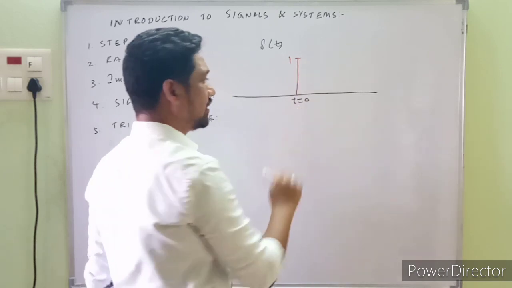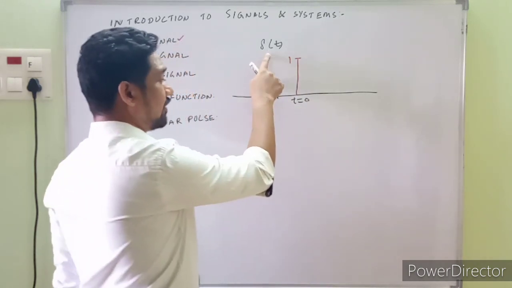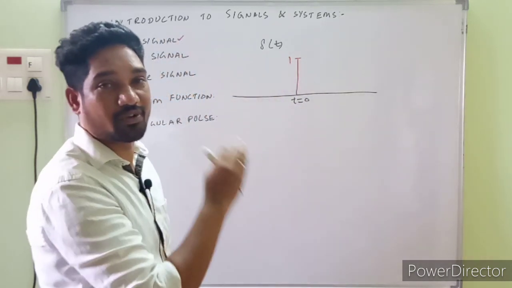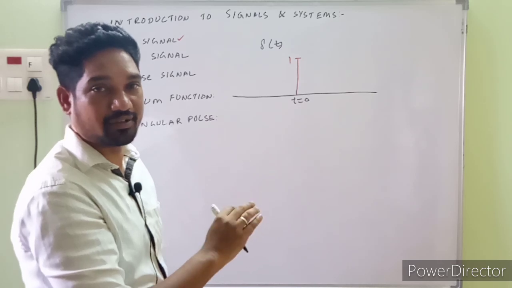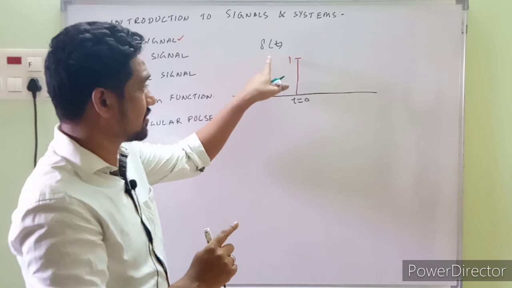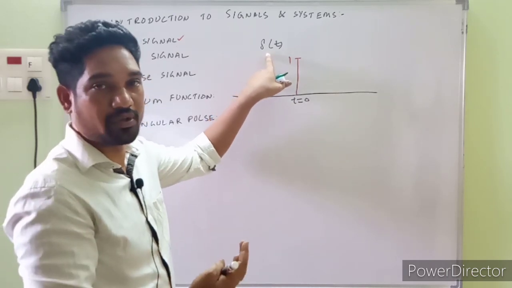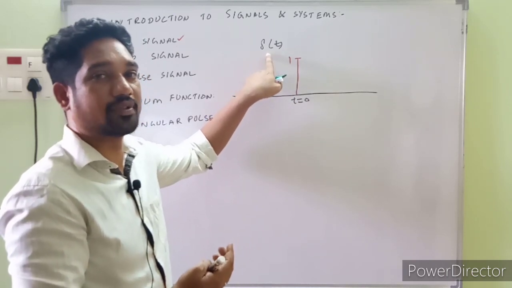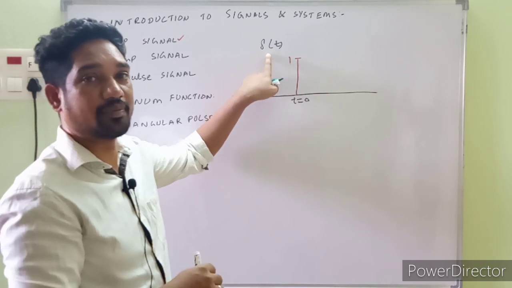This is the only representation of an impulse function. It has a lot of applications in signals and systems. An entire chapter depends upon this. On the go, you'll have an entire chapter depending upon the impulse function, making use of its applications.